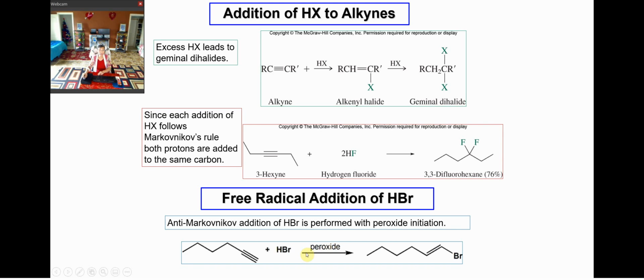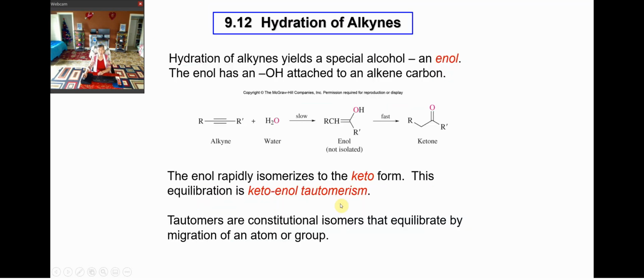That's called anti-Markovnikov's rule. Even though this carbon has 1 hydrogen, the second carbon has 0 hydrogen. However, when you add the hydrogen halides under peroxides, this is going to initiate the radical addition of hydrogen halides. That's about the hydrohalogenation reaction.